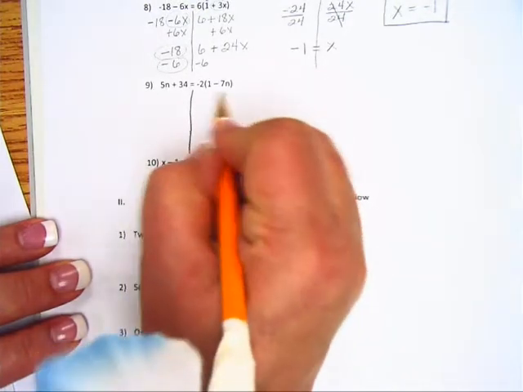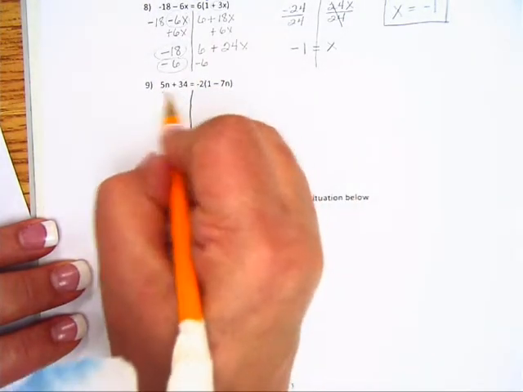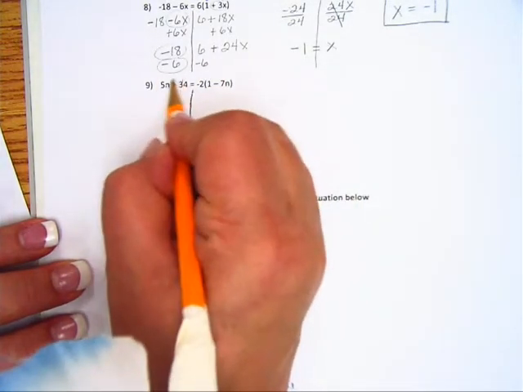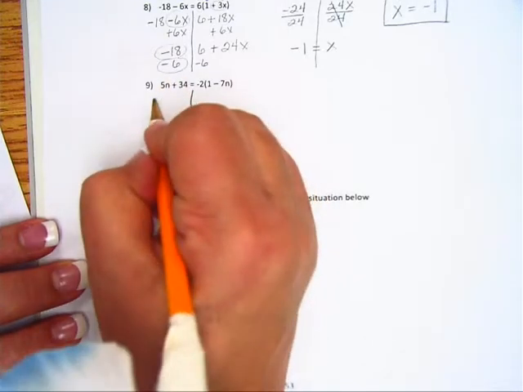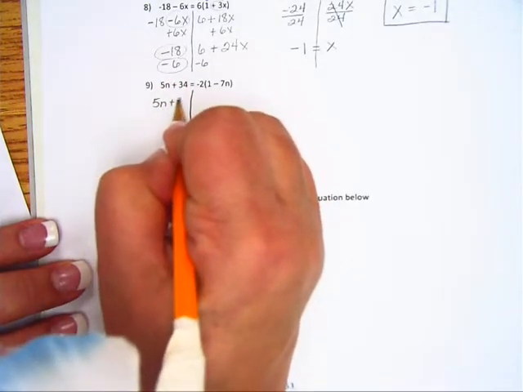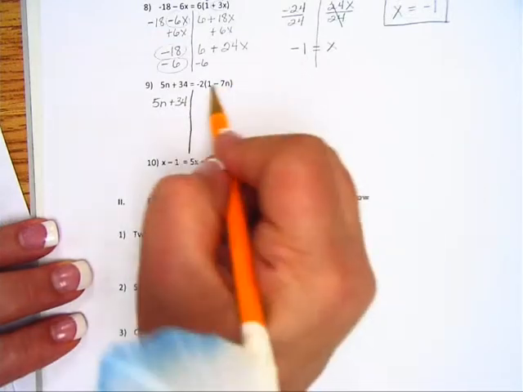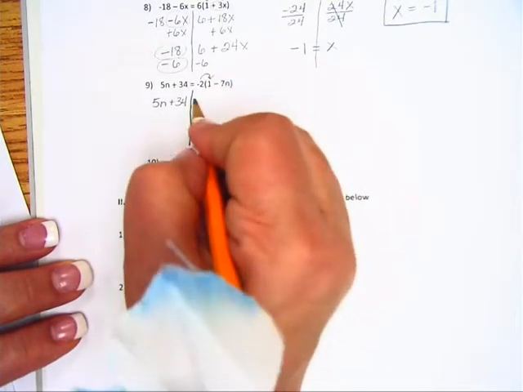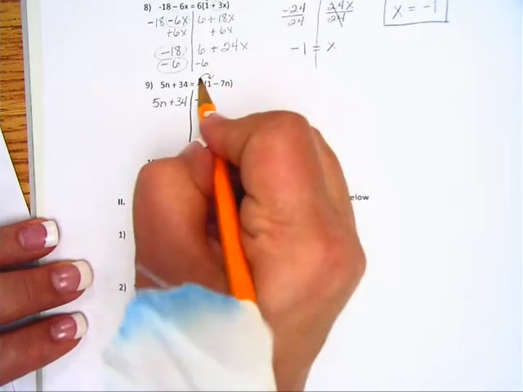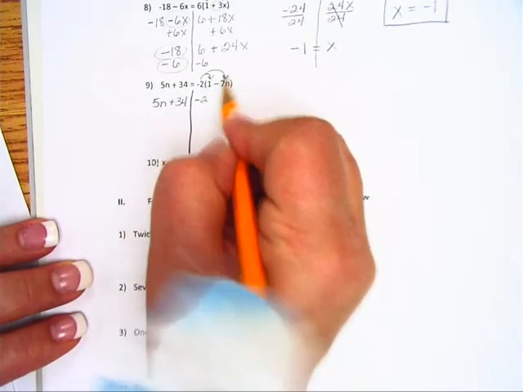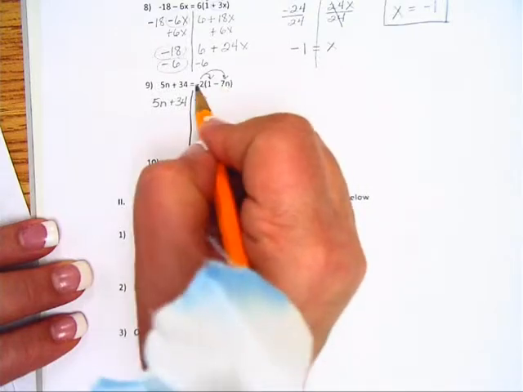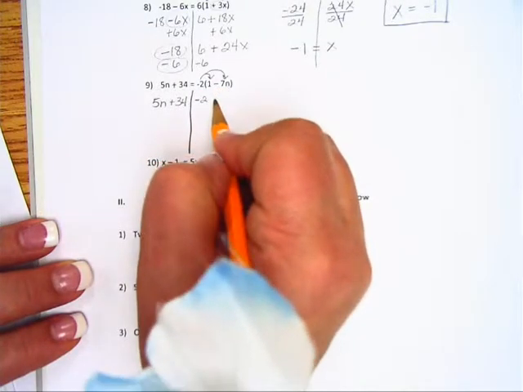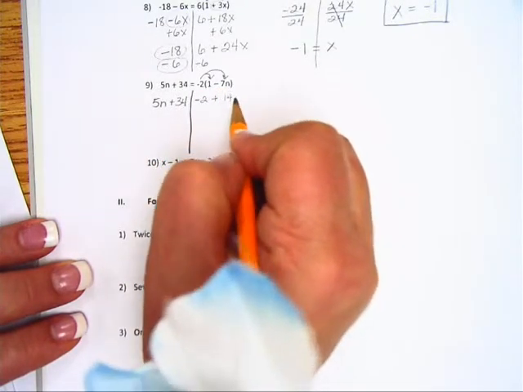Okay, moving along to number 9. A little cleanup on the right side. This side's ready to go. I have a variable term and a constant term. So I'll just write those down. 5n plus 34. Now I need to distribute to clear these parentheses. So a negative 2 times 1 is negative 2. A negative 2 times a negative 7n. Negative times a negative is a positive. So I get 14n.